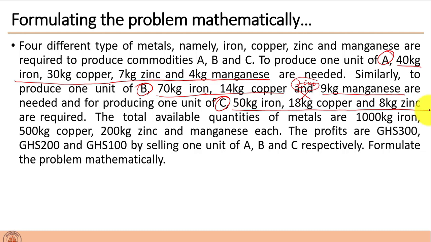The total available quantities of metals are 1,000 kilograms of iron. This is the limited resources that we spoke about earlier on. If you need more than that, you won't get it. You can either use the 1,000 or less than 1,000, but you cannot use more than 1,000. Then 500 kilograms of copper, and 200 each of zinc and manganese respectively. The profits for producing each of A, B, and C are 300, 200, and 100 Ghana cedis respectively.